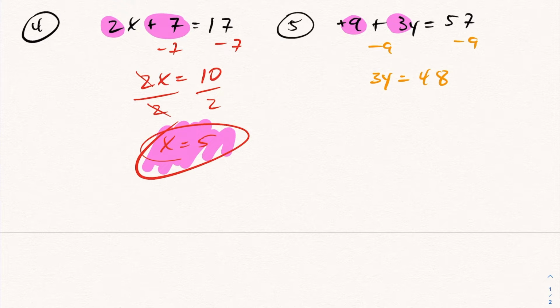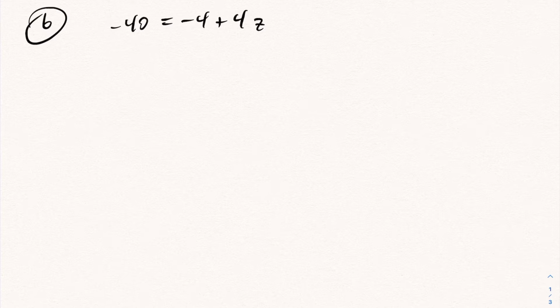And then now the operation between the y and the 3 is multiplication. So now I'm going to divide across by 3. And dividing across by 3, we get y equals 16. And again, I encourage you guys, pause the video, try the question out yourself, and then see how you do.